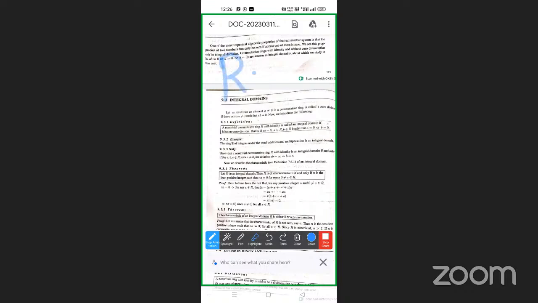So R, plus, dot is a ring. So R, dot is commutative. First condition, R, dot is commutative. Next, R, dot satisfies the identity condition, and also it has no zero divisors.